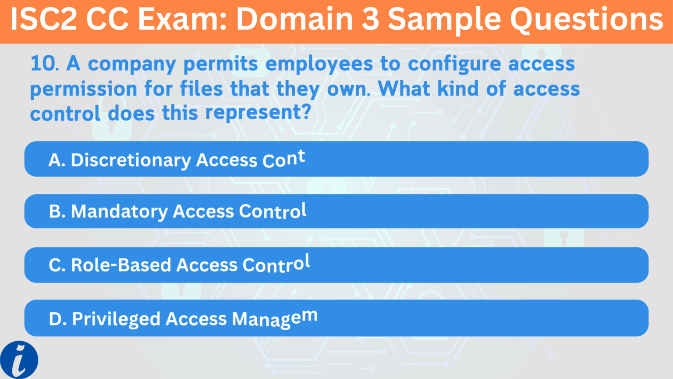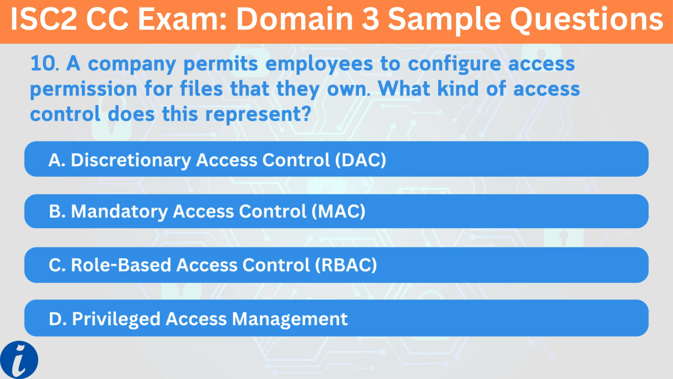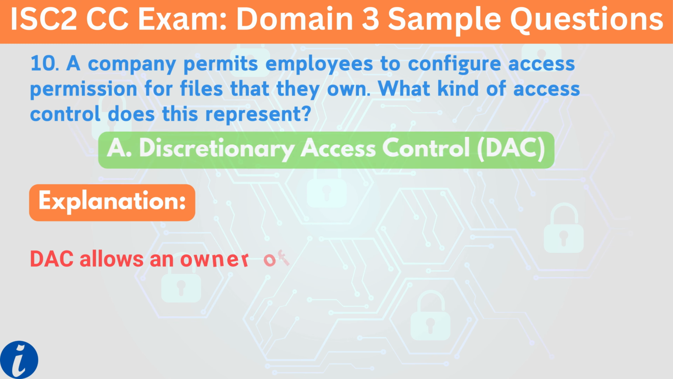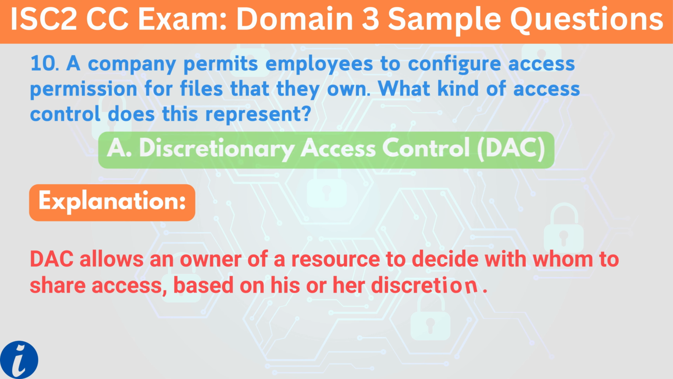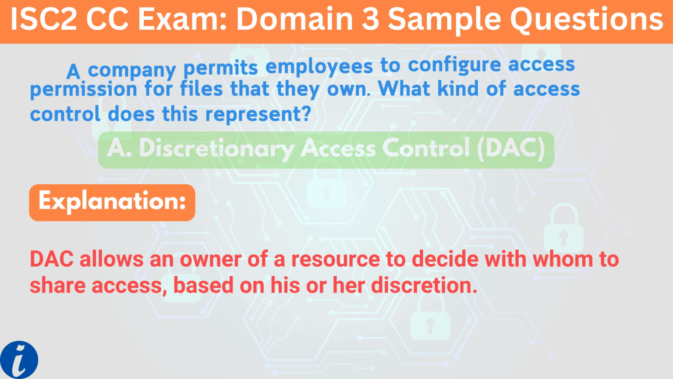10. A company permits employees to configure access permission for files that they own. What kind of access control does this represent? A. Discretionary access control, DAC. B. Mandatory access control, MAC. C. Role-based access control, RBAC. D. Privileged access management. The correct answer is A. Discretionary access control, DAC. Explanation. DAC allows an owner of a resource to decide with whom to share access, based on his or her discretion.